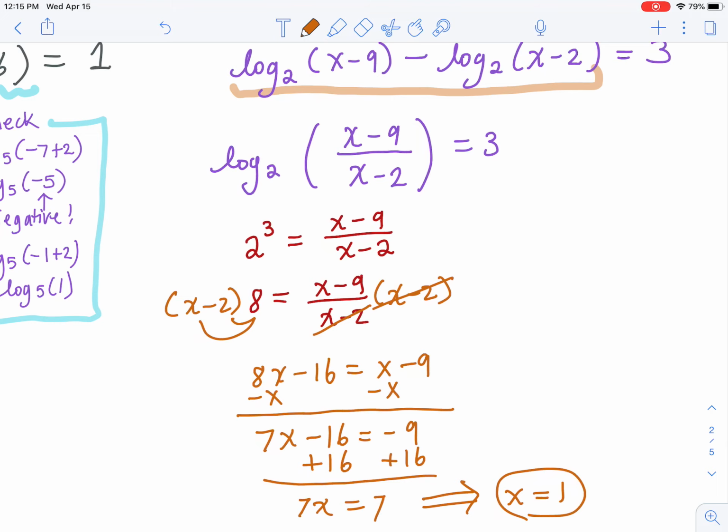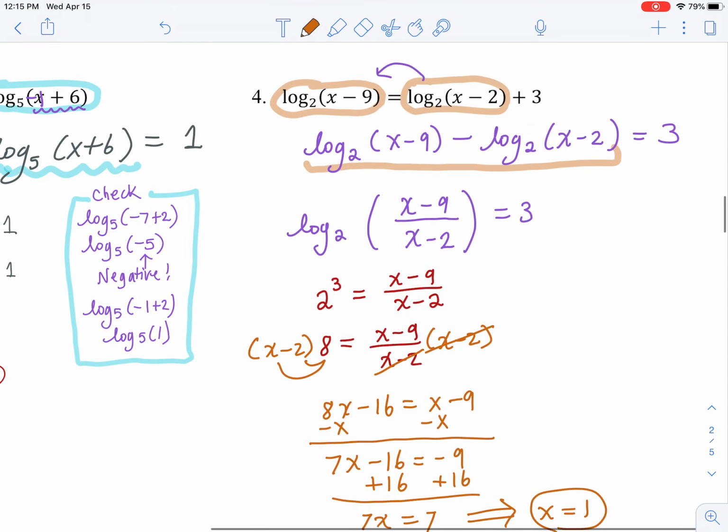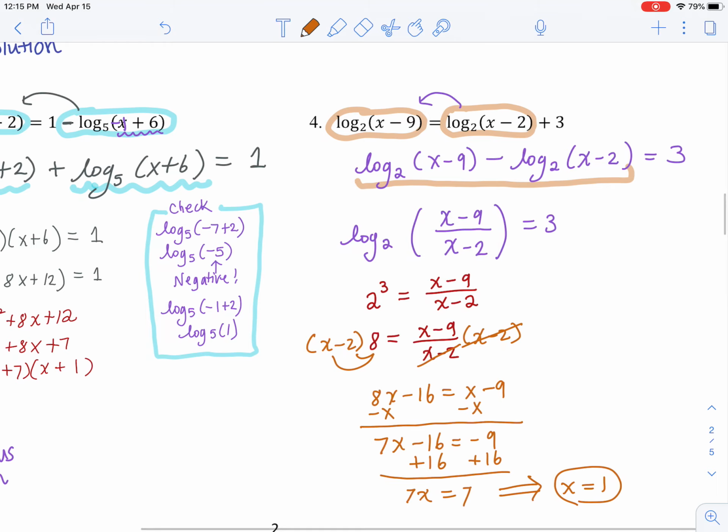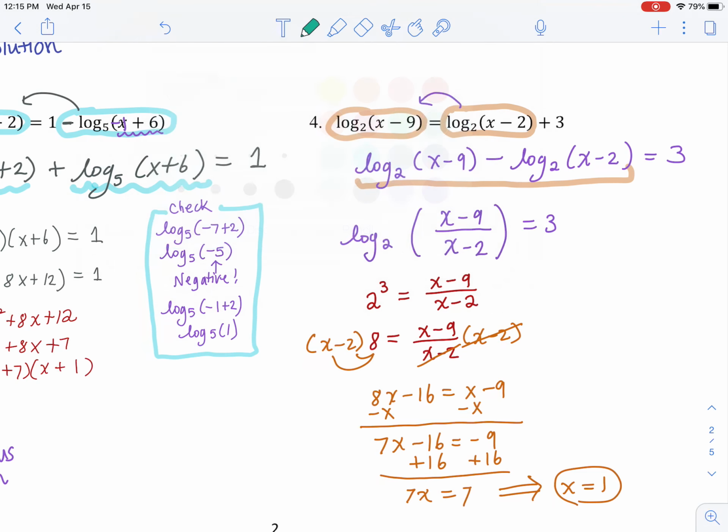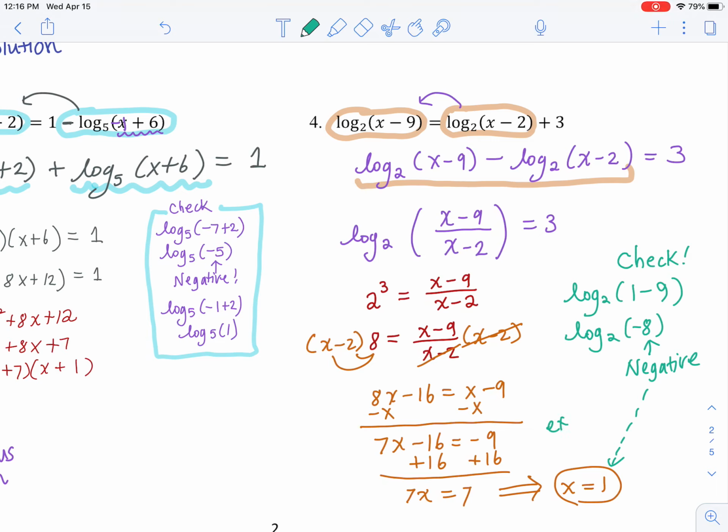Now, we need to check if this answer is a real solution, right? Because you remember, we always have to check the solutions when we're solving these log expressions. So what I'm going to do is plug in 1 into the original equation. So, check part. Let me use a different color. So, here's my check. Log base 2 of x minus 9 now turns into 1 minus 9. And I go, uh-oh, right? Because 1 minus 9 is -9. Well, that's negative. So what does that say?